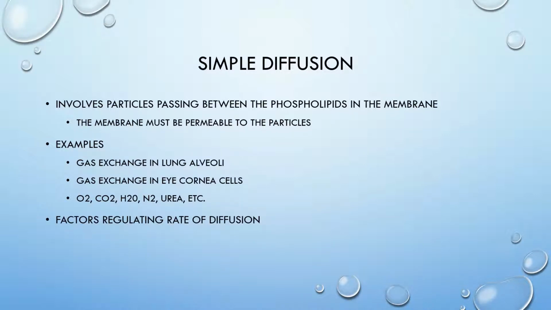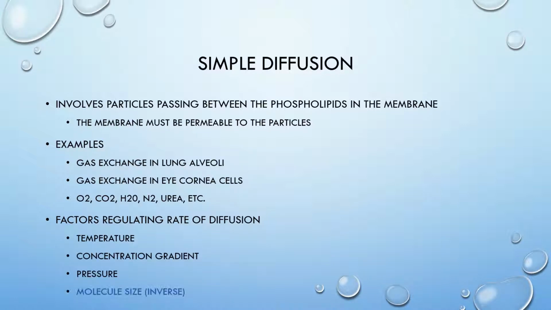There are several factors regulating the rate of diffusion. Three of them are proportional to the rate of diffusion, and one, the molecule size, is inversely proportional to the rate of diffusion. So if the temperature is high, the rate of diffusion will be high. If the concentration gradient is high, or in other words, if the concentration difference between two environments is high, the rate of diffusion will be high. If the pressure of the environment is high, the rate of diffusion will be high. However, if the molecule size is large, then the rate of diffusion will be lower than for a smaller molecule.